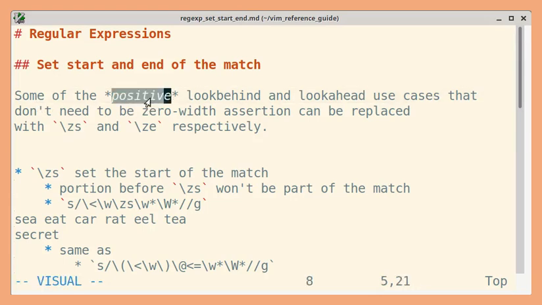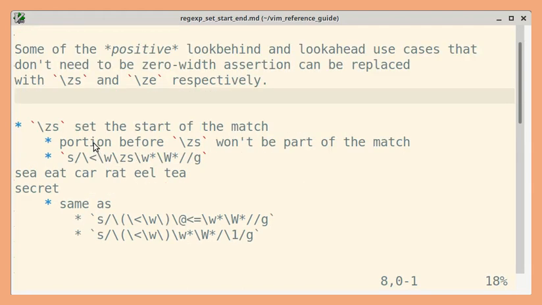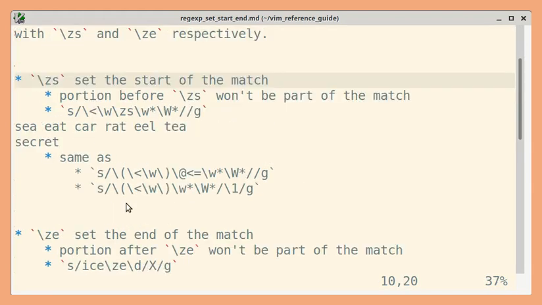Some of the positive look behind and look ahead use cases that don't need to be zero width assertion can be replaced with \zs and \ze respectively. These will help you to set the start and end of the match. So let's see a couple of examples.